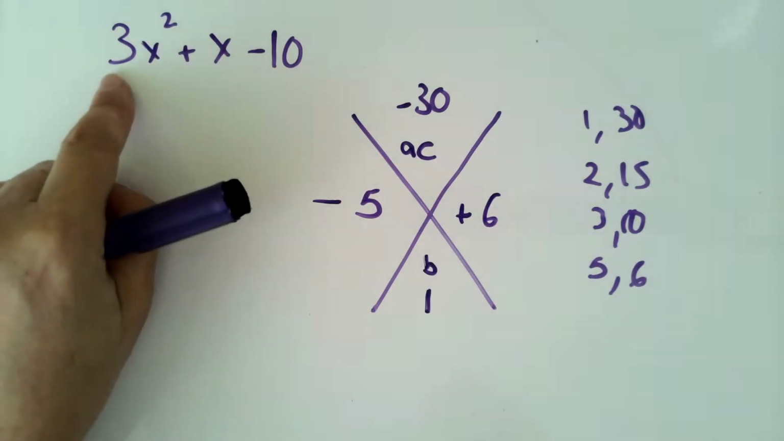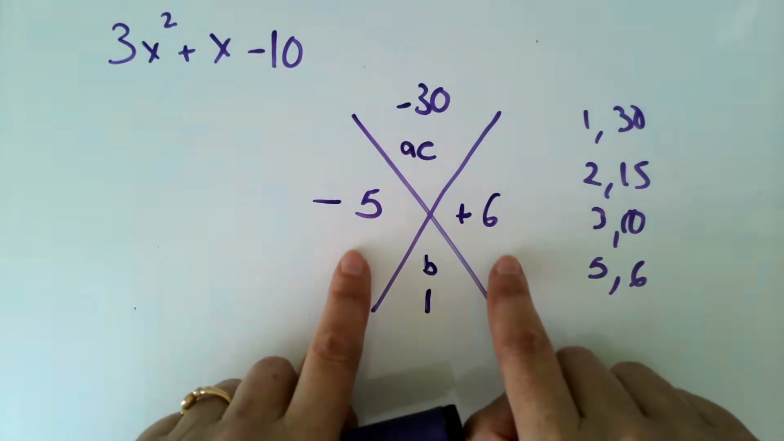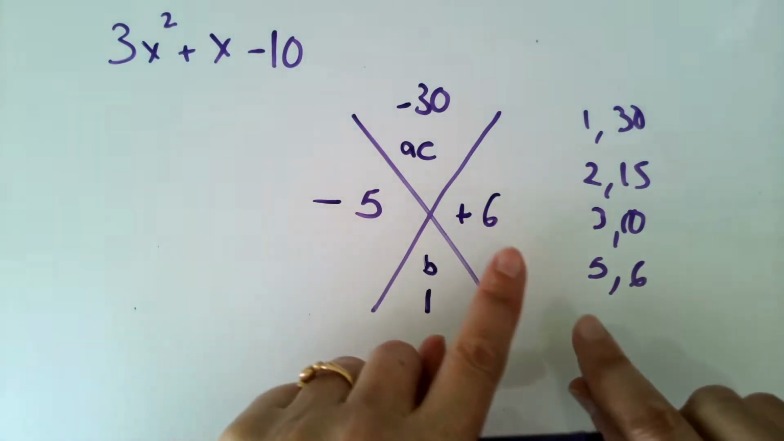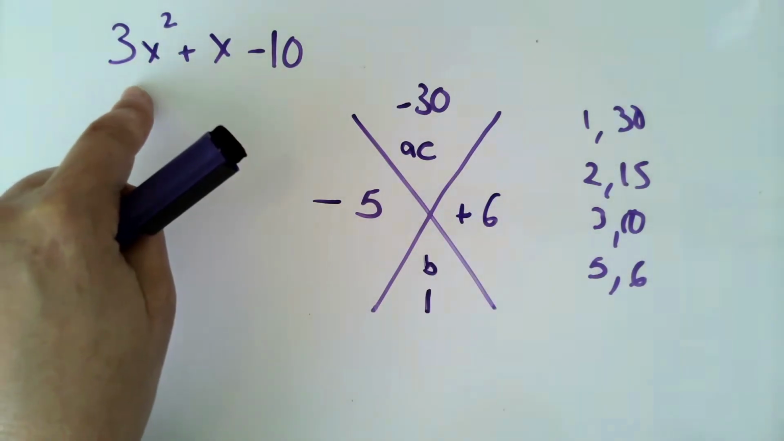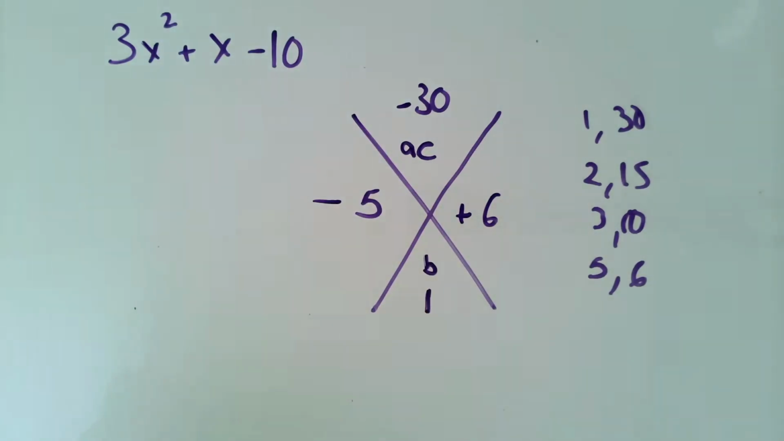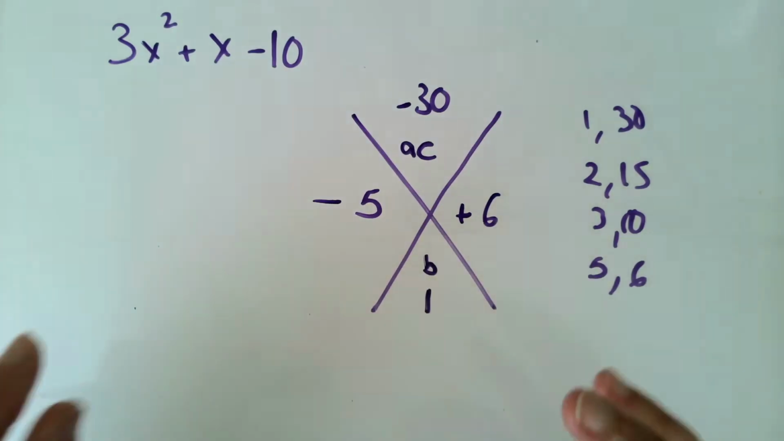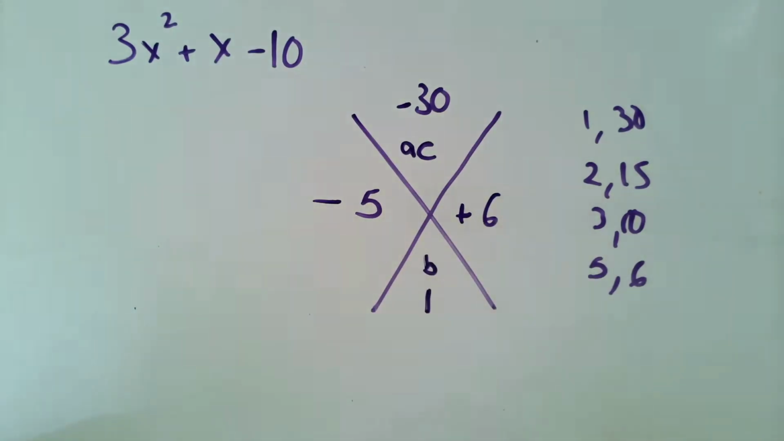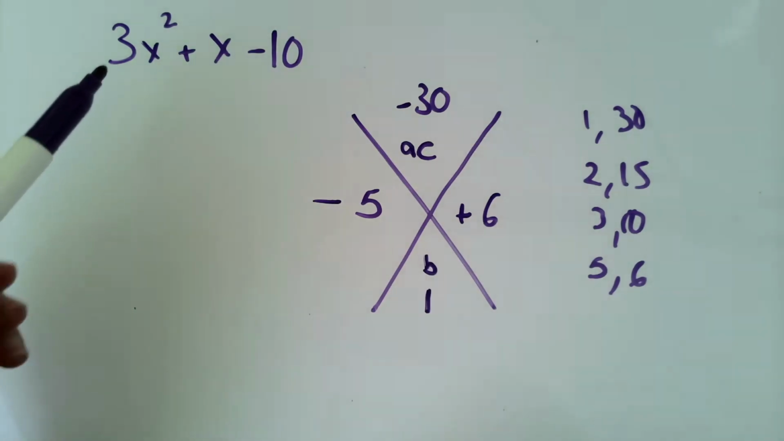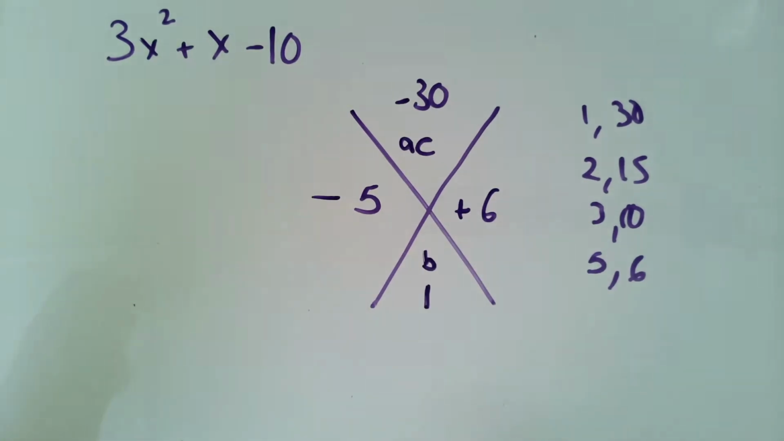But we're not done, because if we just went ahead and did x minus 5 and x plus 6, those would not FOIL back into a 3x squared. So what we've really discovered with these two numbers is the middle two terms of multiplying out our factors. So we're going to write out all 4 terms of the FOIL.